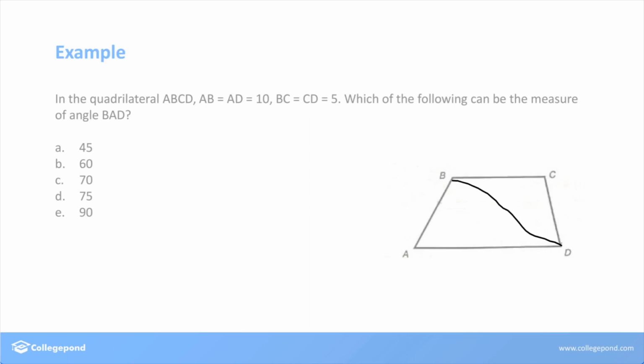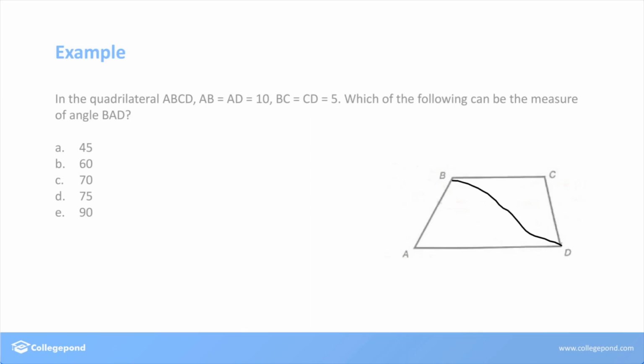Now, if you know the properties of a triangle, the sum of two sides of a triangle has to be greater than the third side. So BC plus CD is 10, and 10 is greater than BD. That means BD cannot be 10.